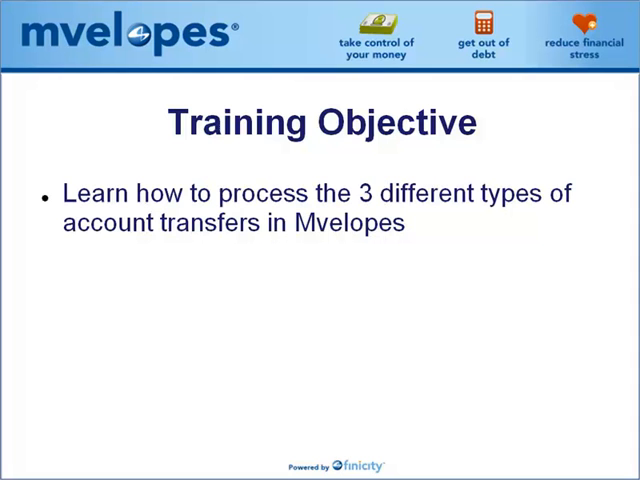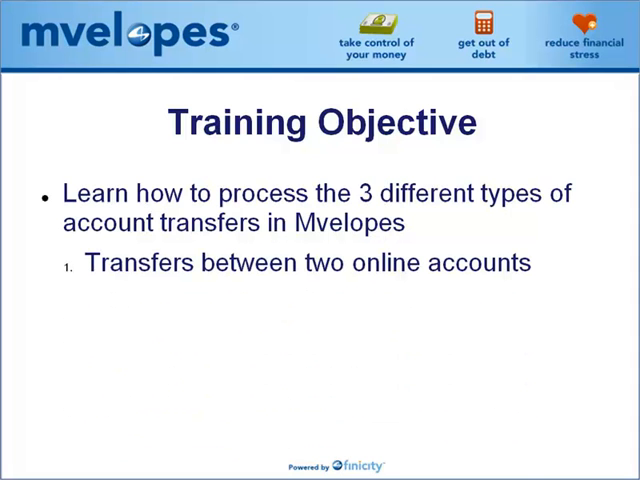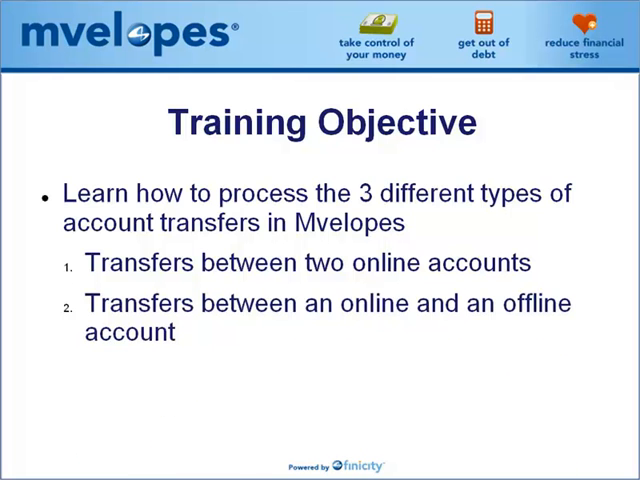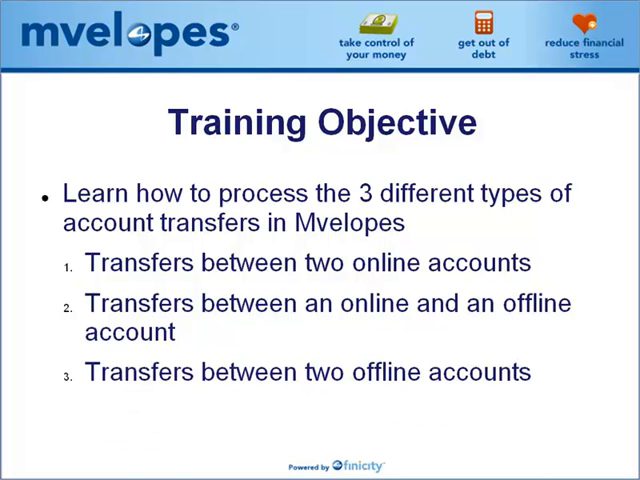types of account transfers. Account transfers between two online accounts are those types of accounts for which we're downloading transactions for you. Account transfers between one online and one offline account. And finally, account transfers between two offline accounts, such as those used for tracking cash.